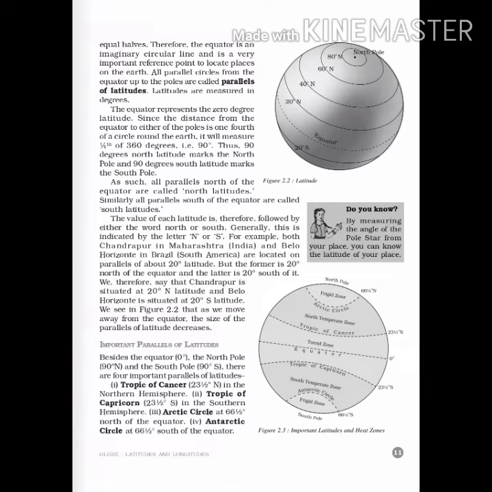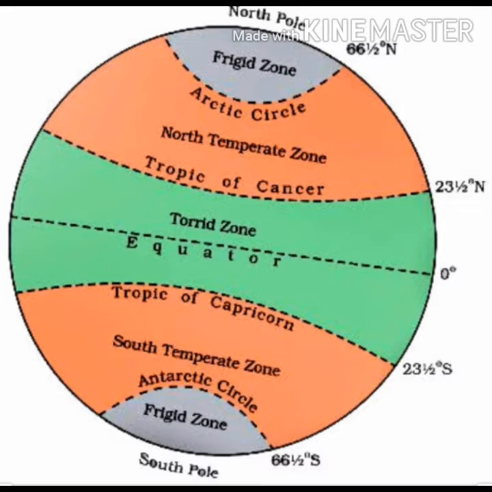So there are some important parallels of latitudes. There are four major parallels of latitudes: Tropic of Cancer, Tropic of Capricorn, Arctic Circle and Antarctic Circle. Since we all know that the equator is 0 degrees, the North Pole is 90 degrees north and the South Pole is 90 degrees south, these four major latitudes are also there. You all should know their names along with their degrees and their positions.